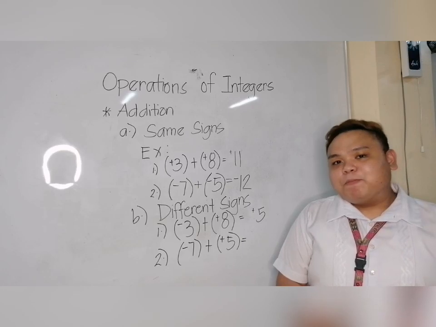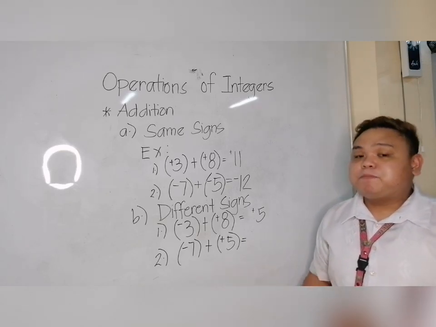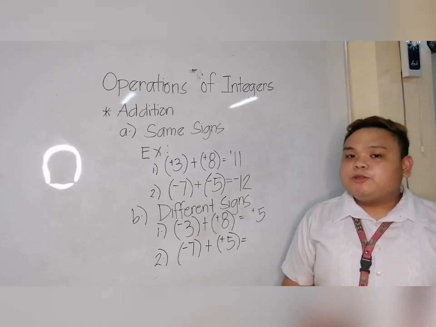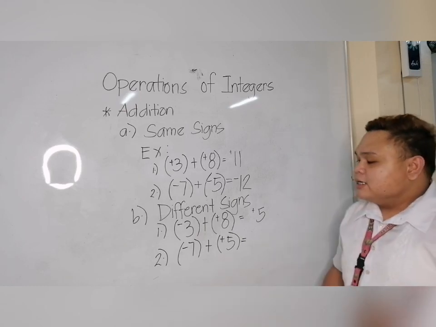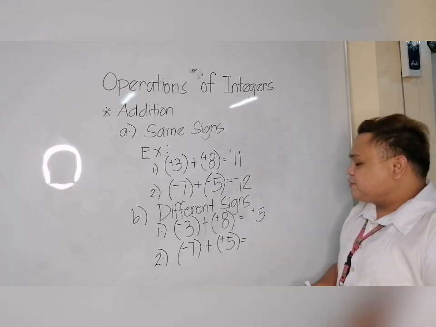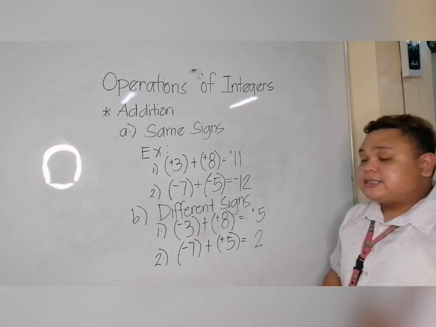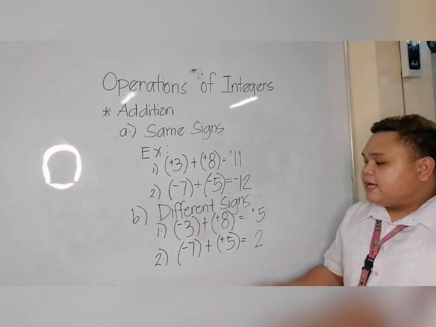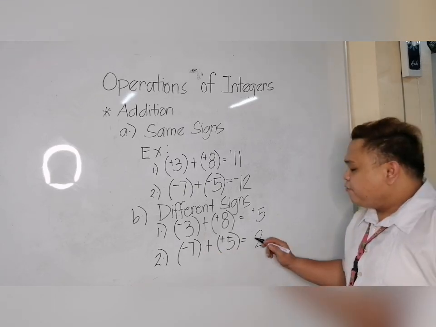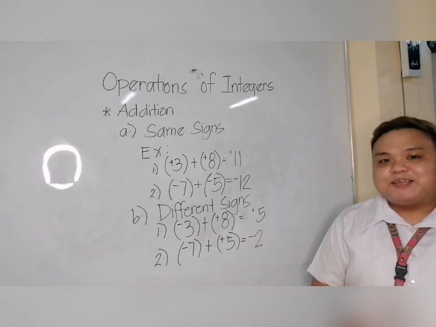For our next example, let's have -7 plus positive 5. Again, all we need to do is to subtract the numbers. So that will be 7 minus 5 is 2. And since 7 is larger than 5, its sign is negative. Therefore, our answer is -2.